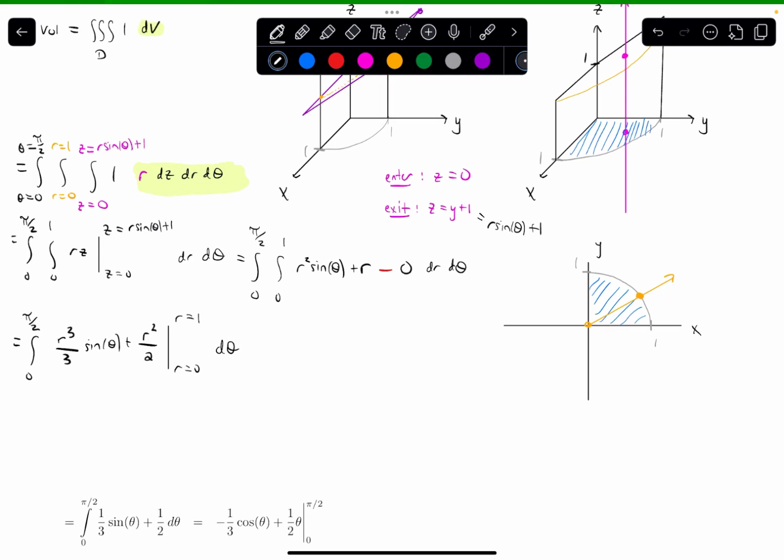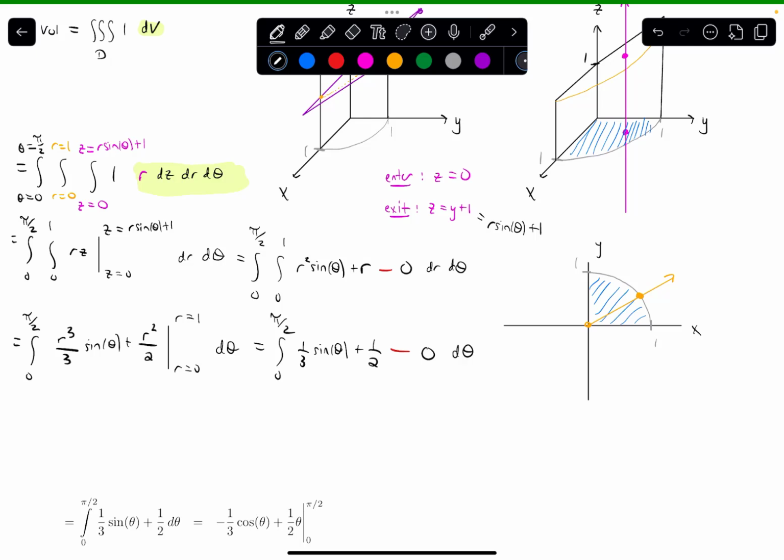Okay, so I'm ready to plug these in. I get my outer integral from 0 to pi over 2. If I plug in 1 for r, I'm going to get 1/3 sine theta plus 1/2. And then I subtract what I get when I plug in 0. When I plug in 0 for r, both of the terms just become 0. Nice, and then I get d theta.